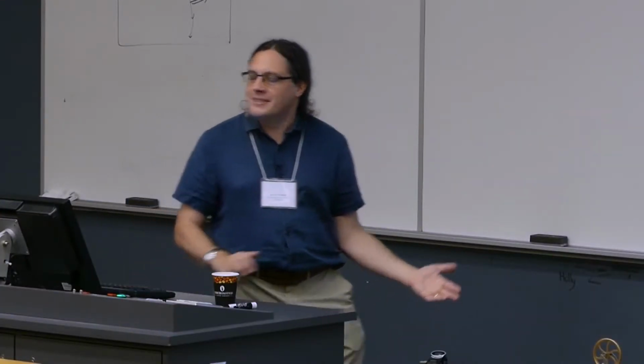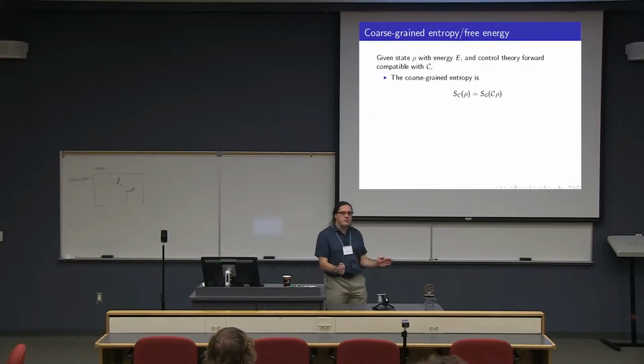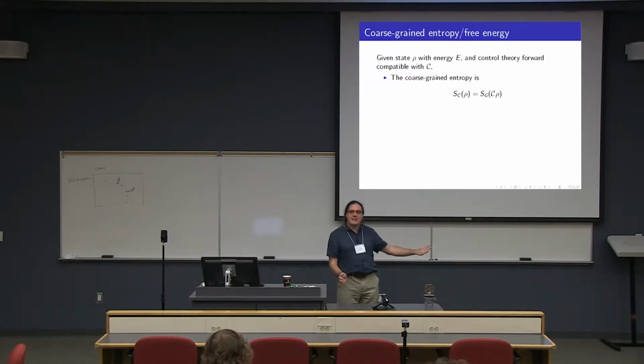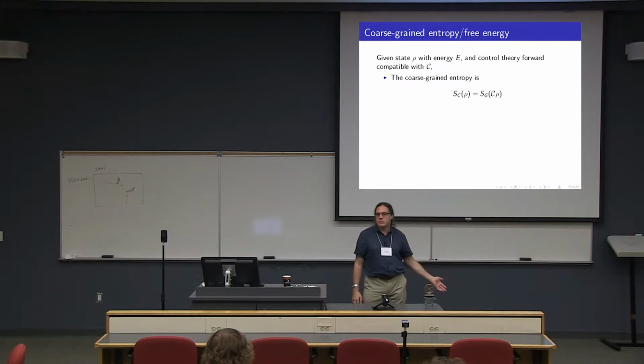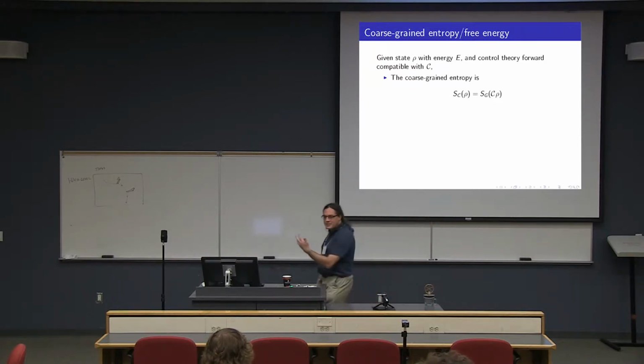So you can define the coarse-grained entropy by saying, okay, the coarse-grained entropy of a distribution rho is the ordinary Gibbs entropy of what you get if you coarse-grain rho. Again, notice there's no implication here that we're physically applying the coarse-graining map. This is a perfectly well-defined function of the original distributions. It's just that the way you calculate the function is you apply the coarse-graining map and then you work out the Gibbs entropy.